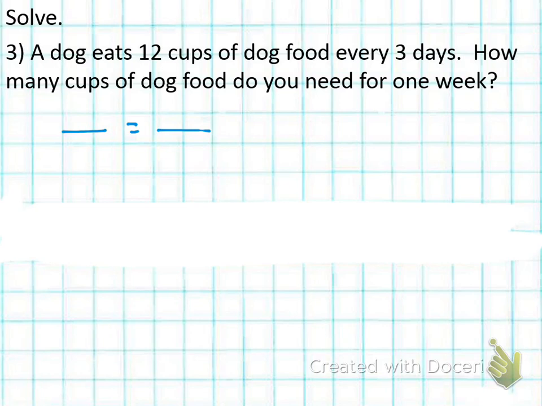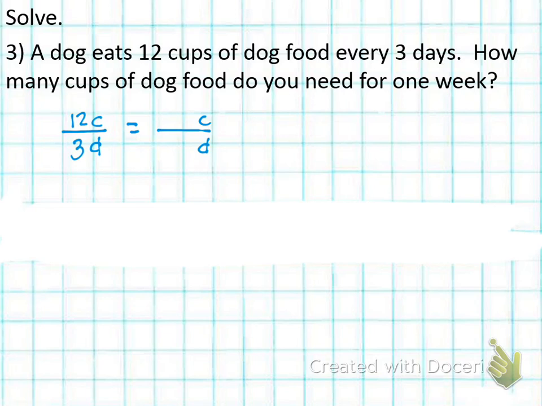We could put days in the numerator. Which one do you want? You want to do cups in the numerator? Okay, good. I like the way you're thinking. Cups first because it says it first. That's great. And then the denominator is going to be D, for days. What information does it give us? A dog eats how many cups? 12 cups in how many days? 3 days. Good.